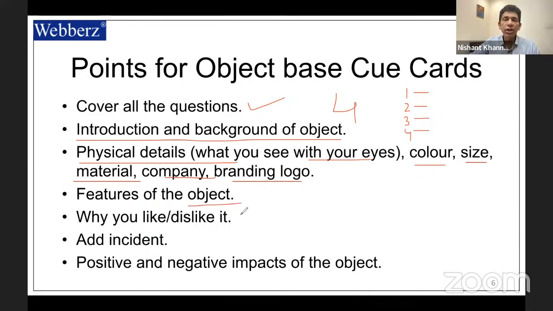Some features of the object, why do you like and dislike it? Some incident attached to the object. For example, if you bought a phone, you went to a mall and you bought a phone from there, or somebody gave it to you on your birthday. Attach some incident along with it. And positive and negative impact of that particular object. So these are the points which you can cover in an object-based cue card. Very important. You should watch this video once again, so you will come to know what the points are.